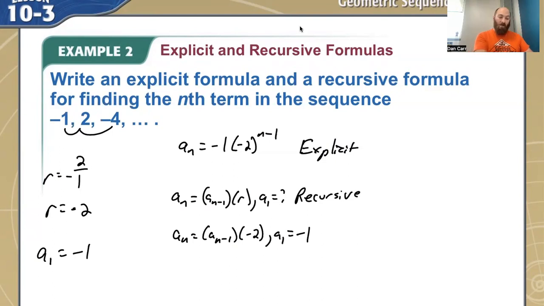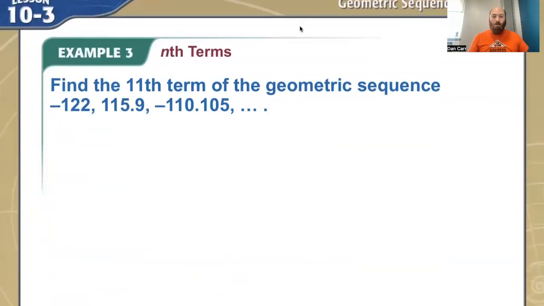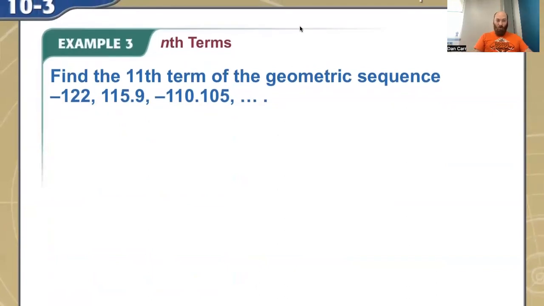Okay, so again, any term in the sequence is the previous term multiplied by a -2. That's what that's stating there. All right. So in this case, just like before, we want to first establish our explicit rule. That's what's going to help us find the 11th term here.